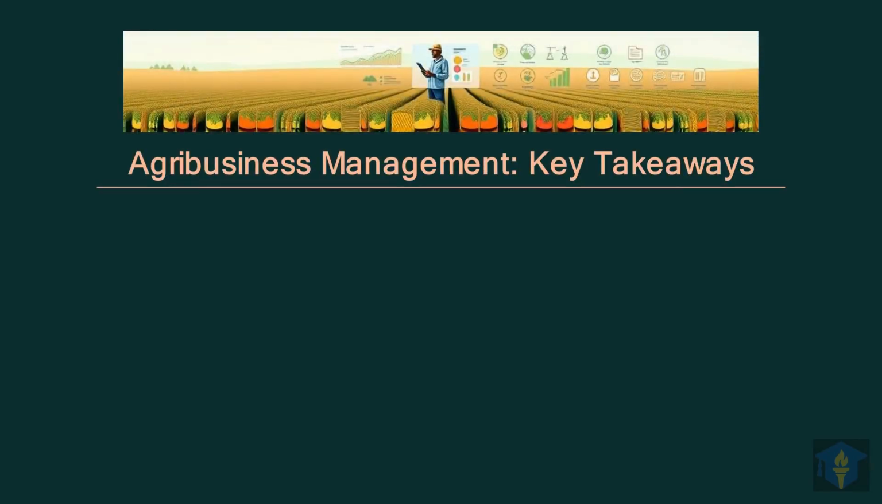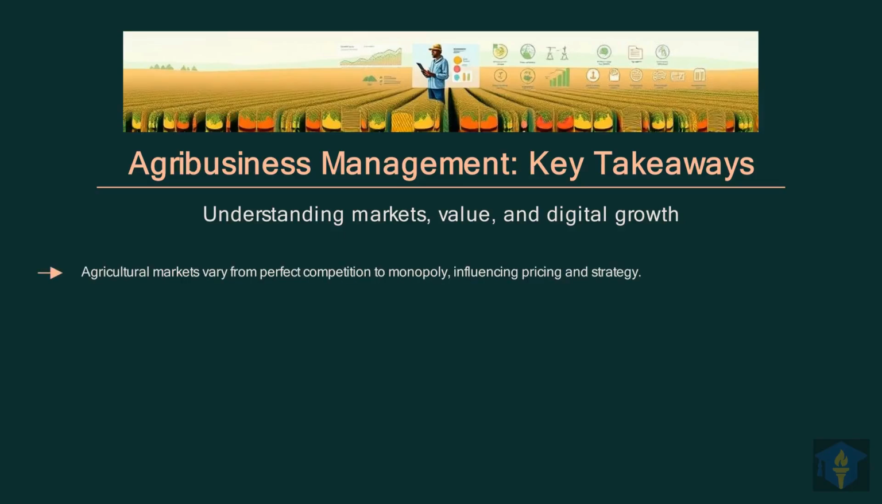Let's review our key takeaways from agribusiness management to solidify your understanding. We'll focus on understanding markets, creating value, and embracing digital growth opportunities. Agricultural markets range from perfect competition to monopoly, which directly affects pricing and strategic decisions. Value chains add worth from farm to consumer through processing, branding, and maintaining quality standards.